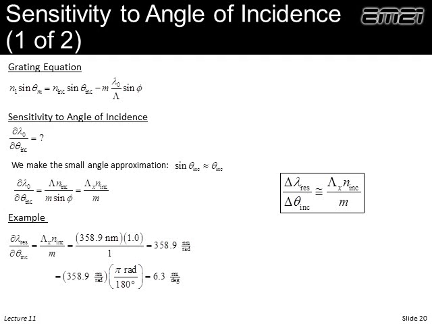So to give you a typical number, we get about 6 nanometer shift in the position of the resonance for every degree angle of incidence. And so if that's not tolerable, then that dictates to you how much you have to control that angle of incidence of your wave. If that's not tolerable, then you need to do something to widen the field of view.